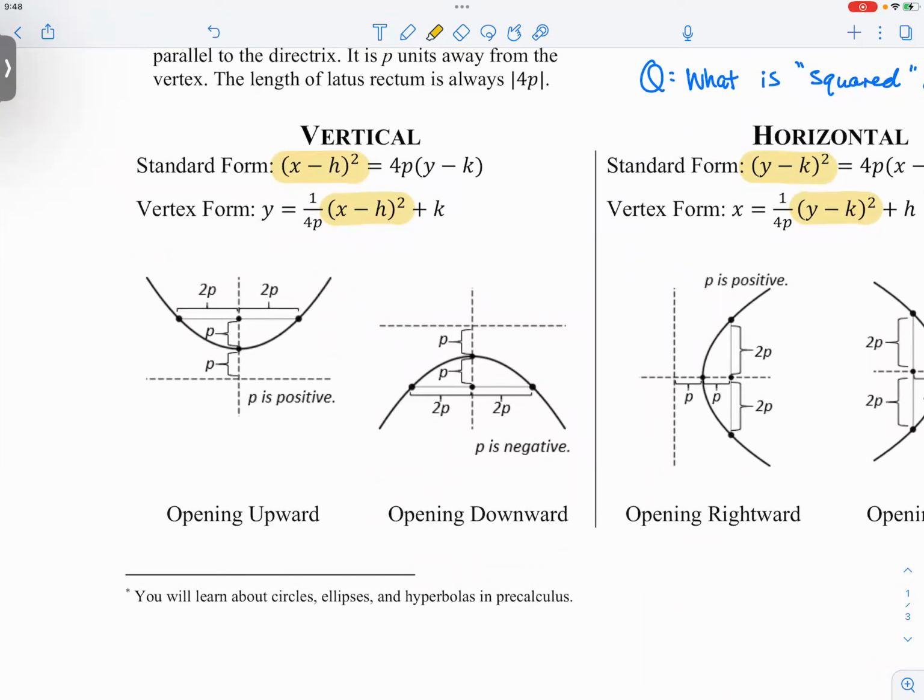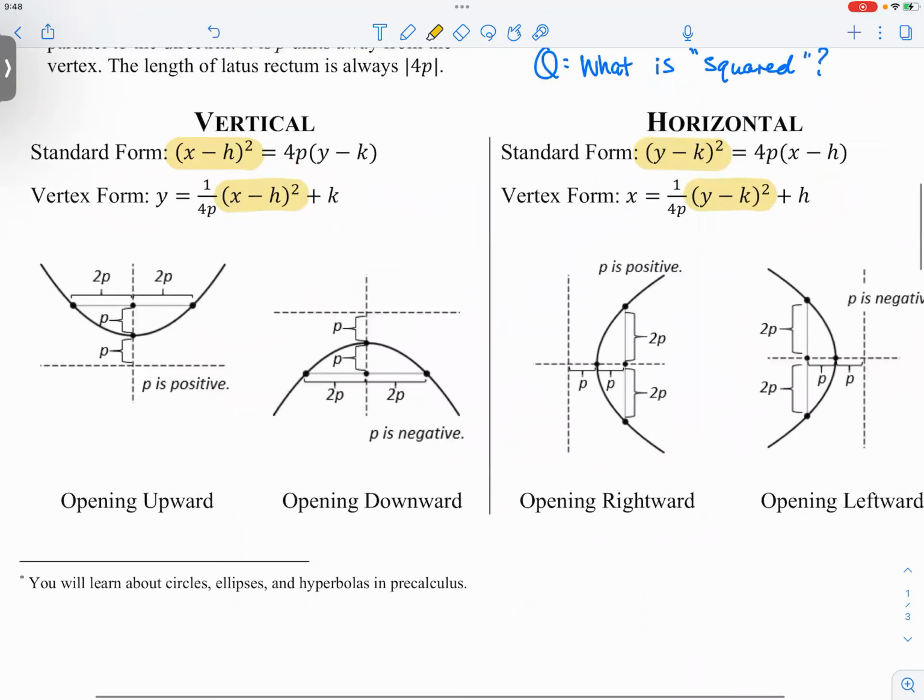All right, if p is positive for vertical, it's opening up. If p is positive for horizontal, it's opening to the right, which is easy to understand, right? So up is positive, right is positive. If you are taking physics right now, you know that idea even better. And if p is negative for vertical, it's opening down. If it's horizontal, it's opening left. Again, very easy, very easy.